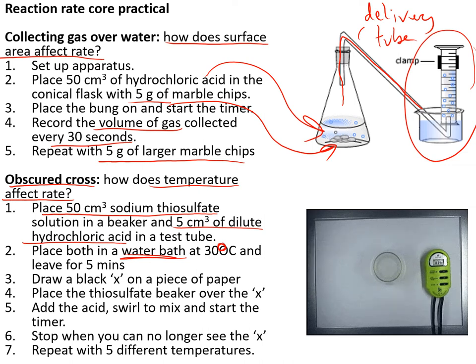Whilst we were doing that, we drew a black cross on a piece of paper like this. Once everything had got to temperature, we mixed our two solutions and started the timer. Over time, as the reaction gets cloudier and cloudier, that cross starts to disappear, and eventually it gets so cloudy we can't see the cross at all. That's when we stop the timer. Then we repeated this with 5 different temperatures. We calculated the rate by doing 1 divided by the time, and we found that at the hottest temperature, we got the fastest rate.